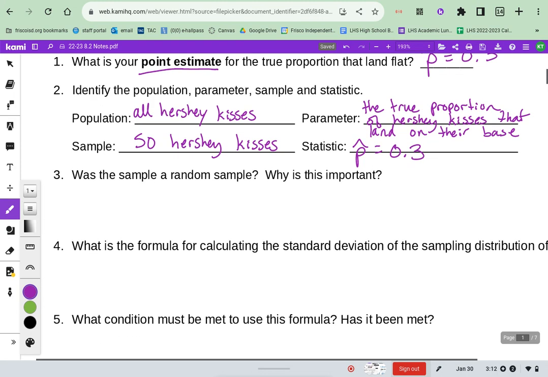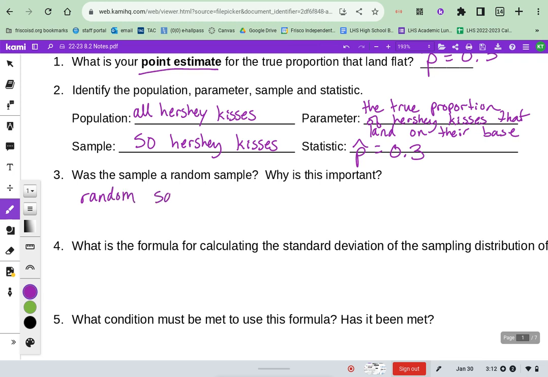Okay, so we're going to assume this was a random sample. Anybody remember why random samples are important? So you can generalize to the population. Very good. Okay, so random samples let us generalize to the population.